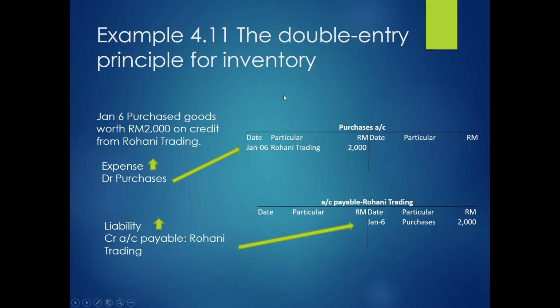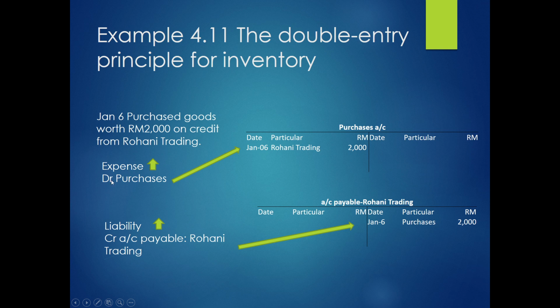Example number 6. Purchase goods worth 2,000 on credit from Rohani Trading. So the amount of inventory will increase. Since the amount of inventory increases, the amount of purchase will increase. The amount of purchase expenses will increase.